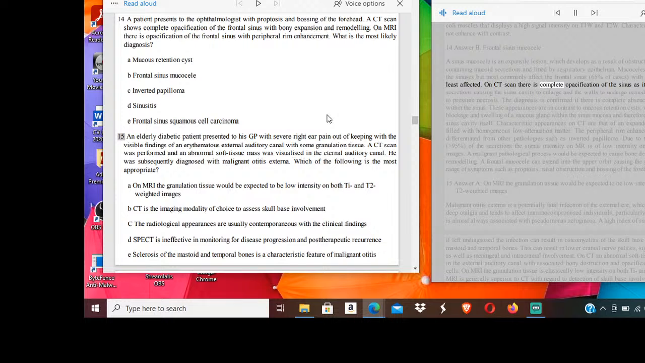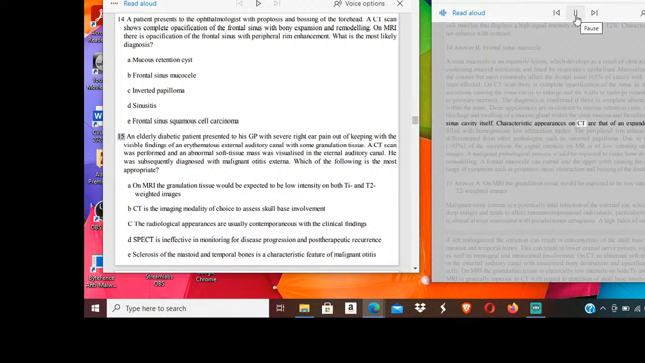On CT scan there is complete opacification of the sinus, as it is filled with mucoid secretions, causing the sinus cavity to enlarge, and the walls to undergo remodeling and thinning due to pressure necrosis. The diagnosis is confirmed if there is complete absence of any remaining air within the sinus. These appearances are in contrast to mucus retention cysts, which occur because of blockage and swelling of a mucus gland within the sinus mucosa, and therefore air remains within the sinus cavity itself.